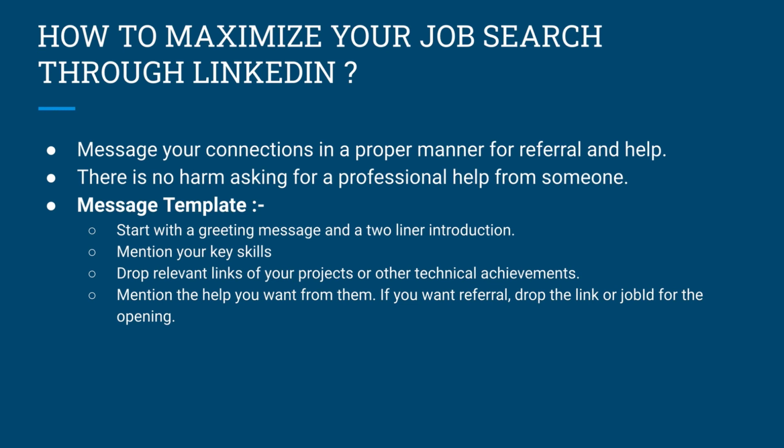So these things help, and then you can mention what exactly help you want from them. Do you want a particular referral, or do you want a particular role, or anything else? You can mention that after that. If you are asking for a referral, then you can drop a link or a job ID that you want from the opening. This job ID or link you'll get from the company's portal. So let's say you go to a company portal, you find the relevant job for yourself, you copy that link, and then you paste it and ask for a referral. The referral process does not guarantee a call, but it fairly speeds up your process of getting a call.